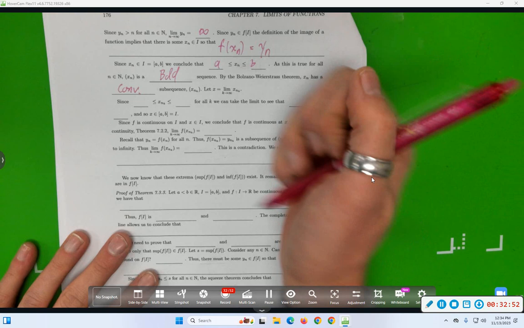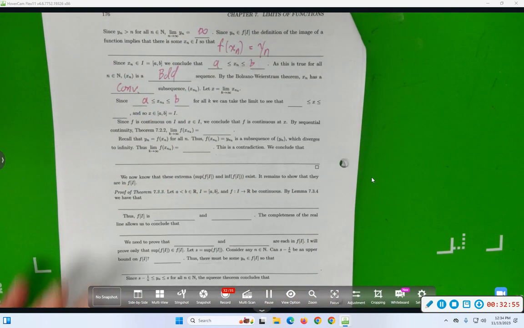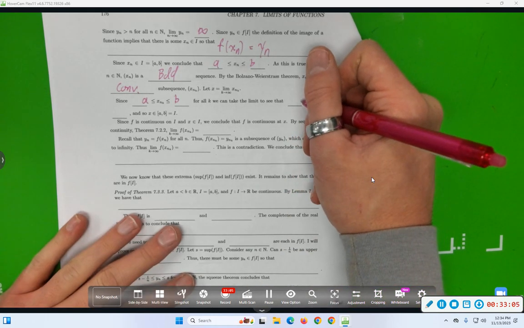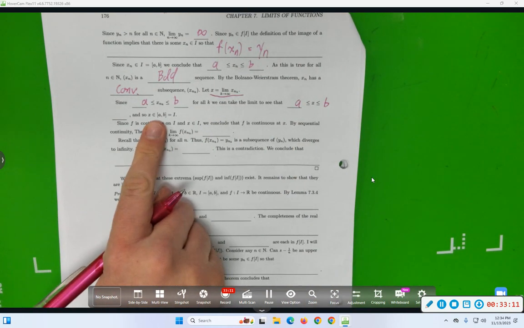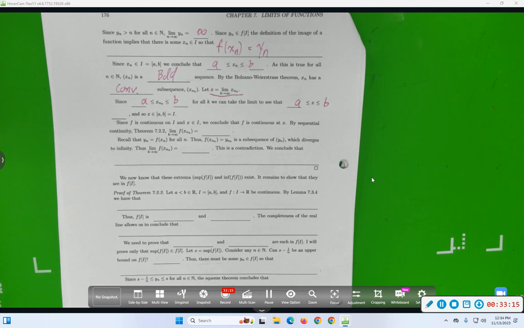I still know that a is less than or equal to x sub n sub k is less than or equal to b. Can I take the limit of that inequality? Yeah, limits respect inequalities. So if x is the limit of this sequence, I know that this thing is in the closed interval from a to b. Now I'm going to use the assumption that this function is continuous at this value x, because it's continuous everywhere. But maybe now we're getting something bad happening. Since x is in I, I conclude that f is continuous at x by the theorem that we just finished proving.